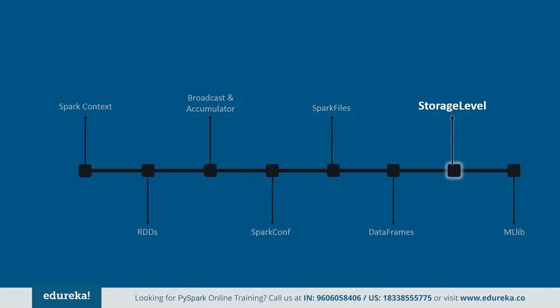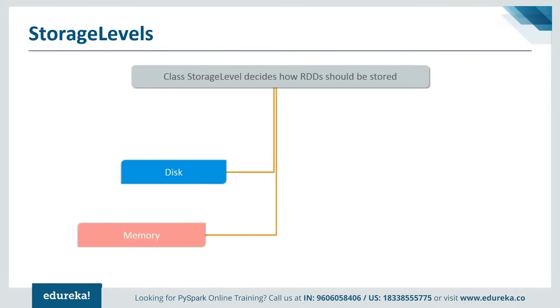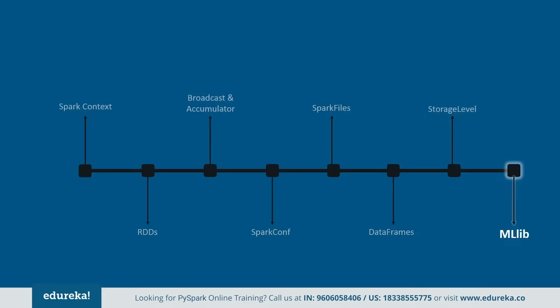So let's get back to our presentation and have a look at the list which we were following. We completed data frames. Next, we have storage levels. Storage level in PySpark is a class which helps in deciding how the RDDs should be stored. Based on this, RDDs are either stored on disk or in memory or in both. The class StorageLevel also decides whether the RDD should be serialized or replicate its partitions.